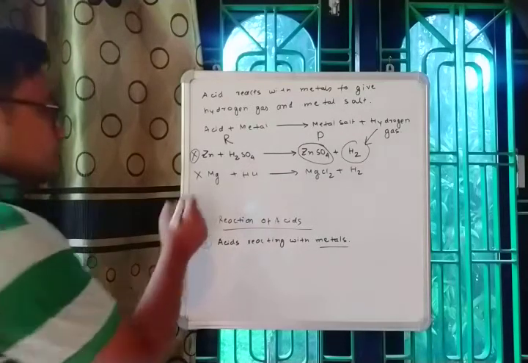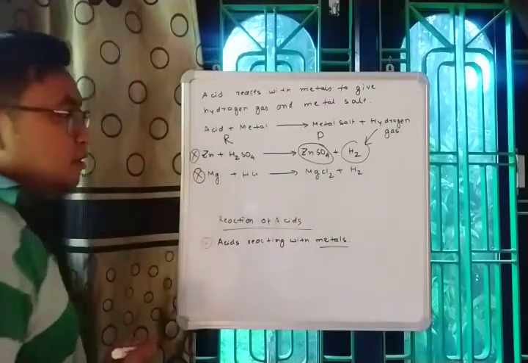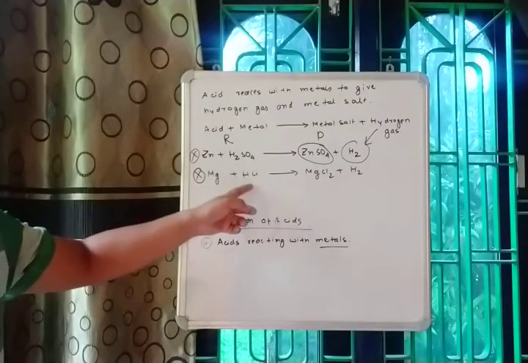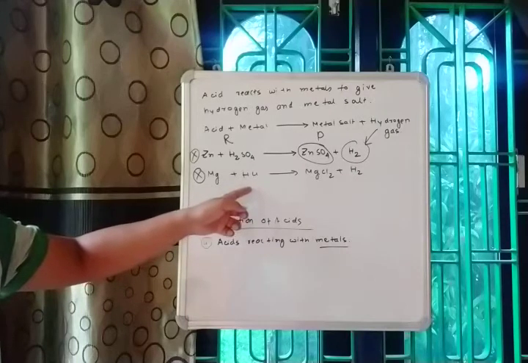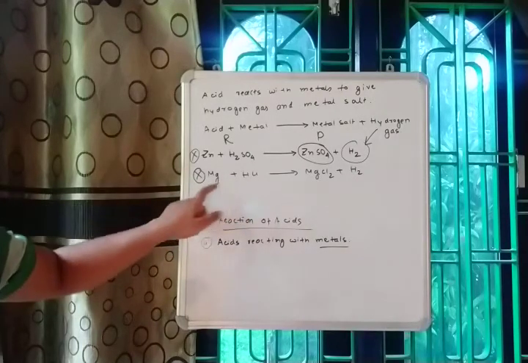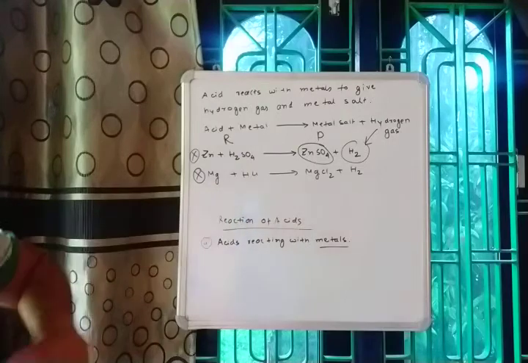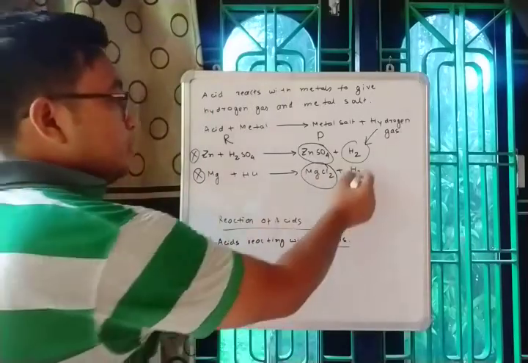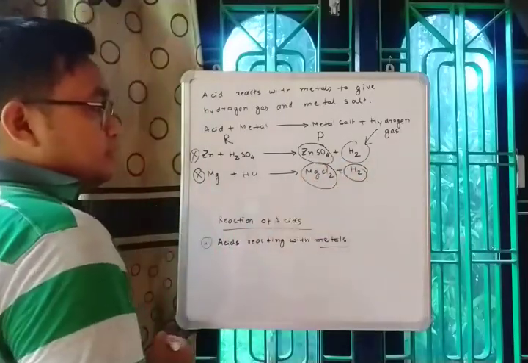So similar to the first reaction, we have the second reaction in which we have magnesium and hydrochloric acid, or HCl. When these two reactants combine, it gives us two products. One is the metal salt, magnesium chloride, and this is hydrogen gas.